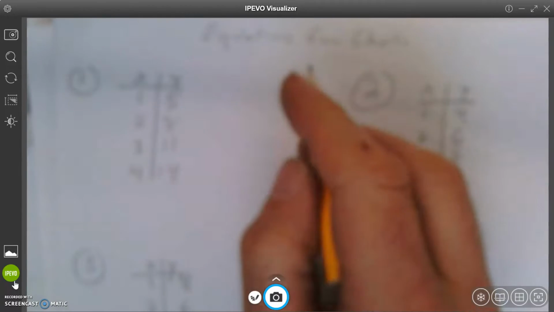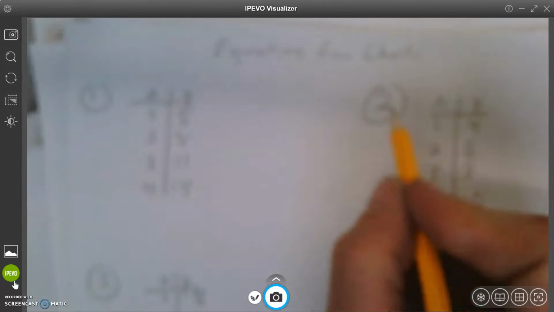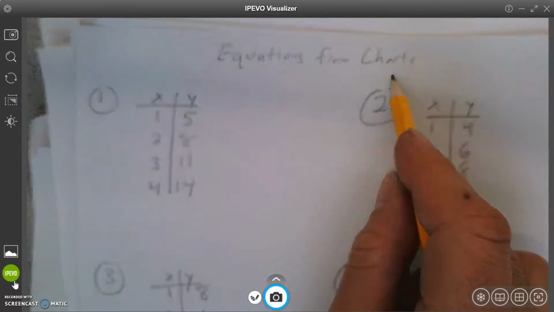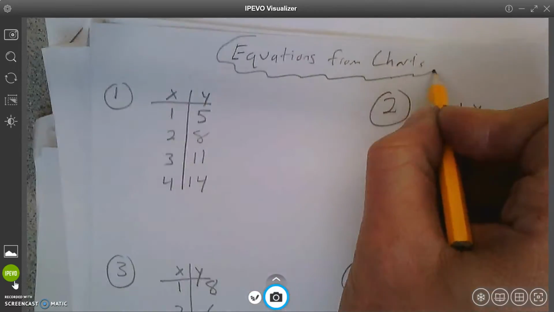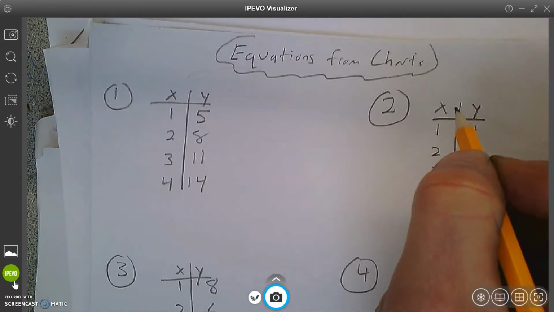So, on your sheet of paper, equations from charts. Here we go. Okay. So, here's your title. You can write this in your notebook. You don't need graph paper. Just write it in your notebook. There we go.